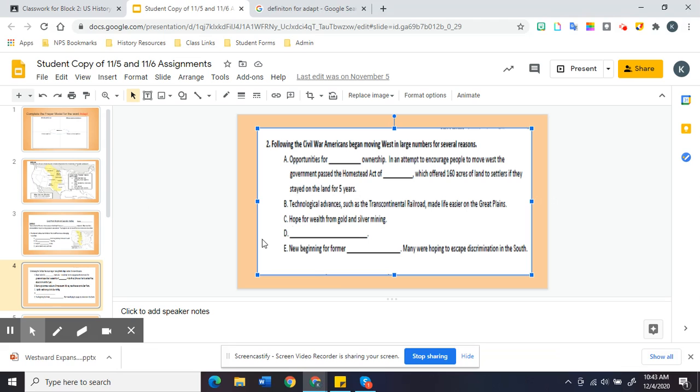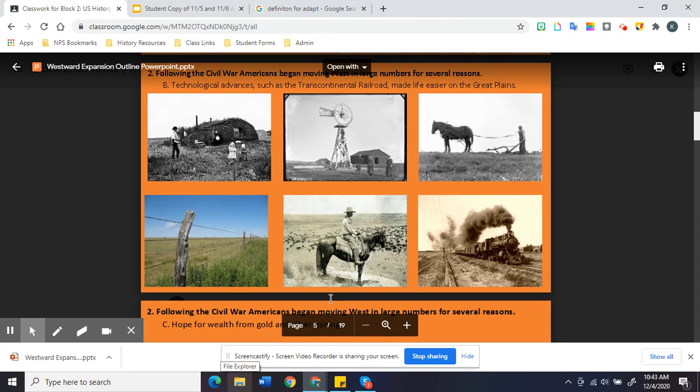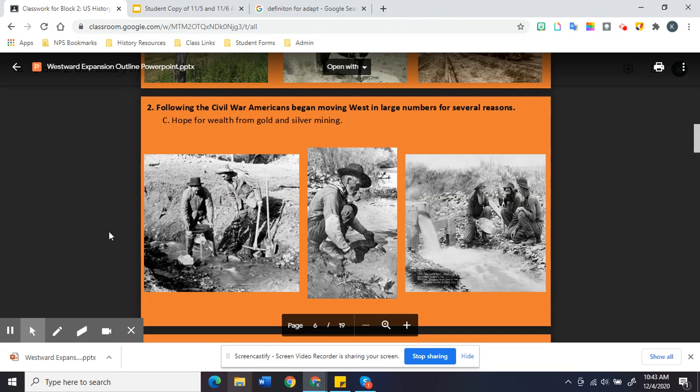So going back to what you're filling in, let's just look. We have B, technological advances such as the Transcontinental Railroad made life easier on the Great Plains. Then we had hope for wealth. Oops, getting ahead of myself. So we had hope for wealth from gold and silver mining. Now, this is where you're going to see a lot of the single men, these gold rush towns popping up that are now ghost towns. This is where the single people went. And it's going to cause a lot of problems later on, as far as just crime and stuff.